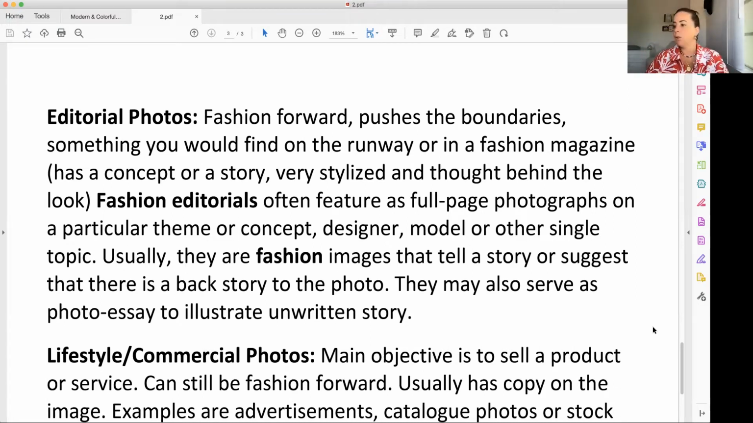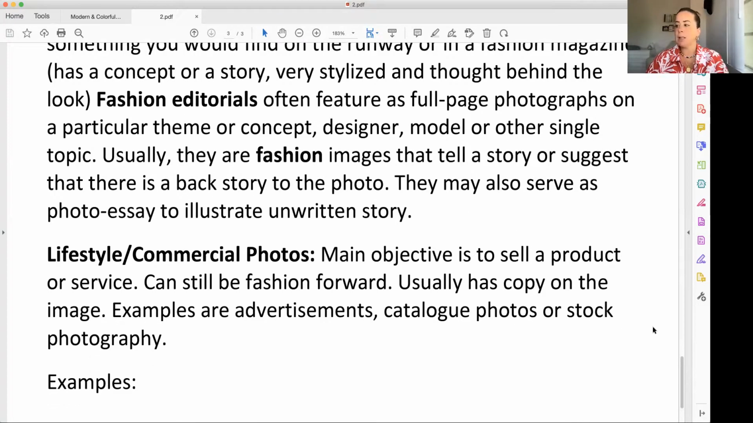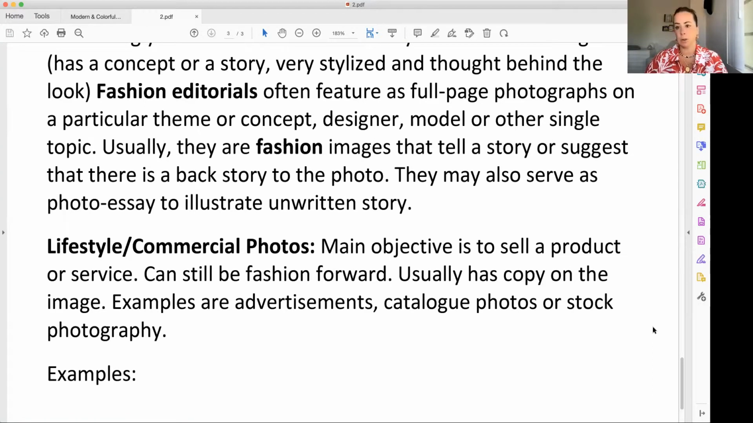If you're choosing lifestyle or commercial, our main intention is to sell a product or a service. This can still be fashion forward and avant-garde and pushing the boundaries, but we're not only telling a story. We're definitely wanting to sell our product. So if we think about a Celine ad, it can still be super fashion forward. That's luxury fashion, but we're selling you the product or the lifestyle of a Celine customer. We're not only telling a story about the model wearing a Celine outfit, right? So ultimately we want to sell a product.